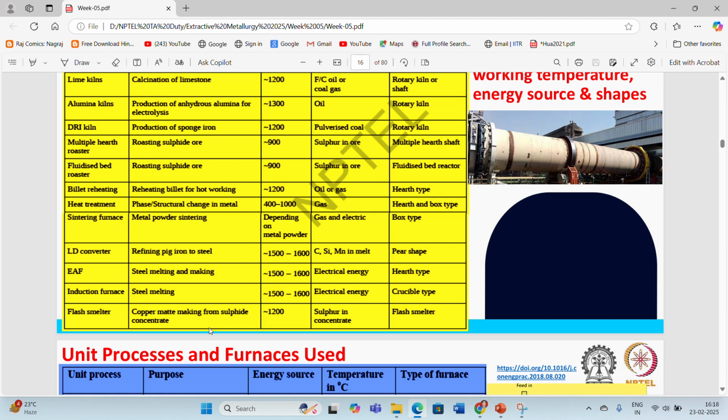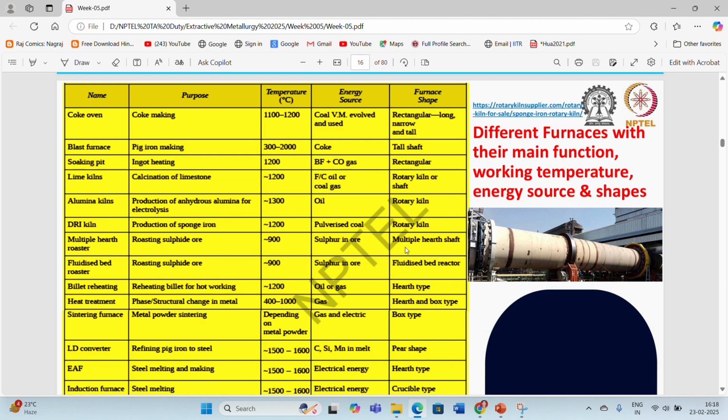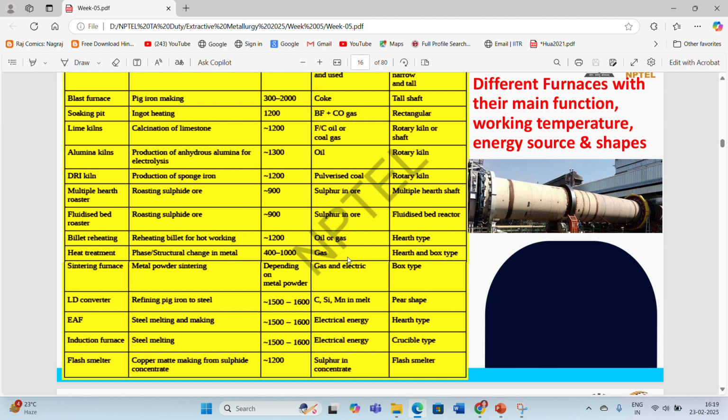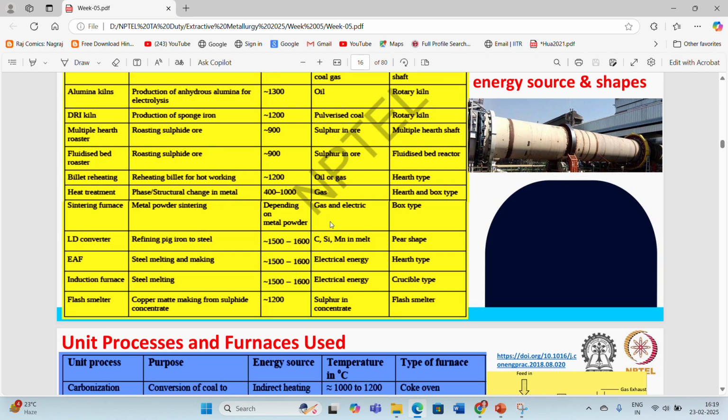Then electric arc furnaces and induction furnaces, which generally use electric energy as a fuel source. Then there are billet reheating, or we can say heat treatment type furnaces, which generally use oil or gas as a fuel source. Then there are fluidized bed roasters, which use sulfur itself as a fuel source, which provides some exothermic reactions during the processing of the copper ore, and it provides the energy to the reactor. Then multiple hearth furnaces, same. Then DRI kiln, which uses pulverized coal for production of the sponge iron, or we can say direct reduced iron.